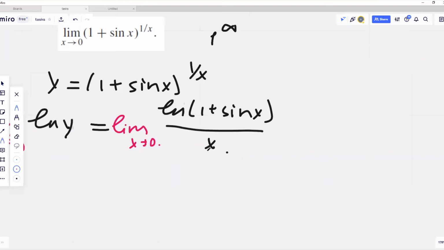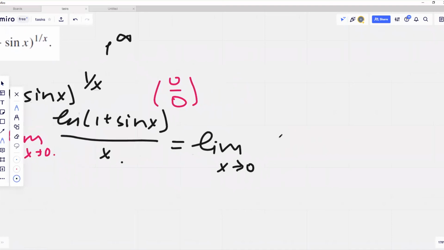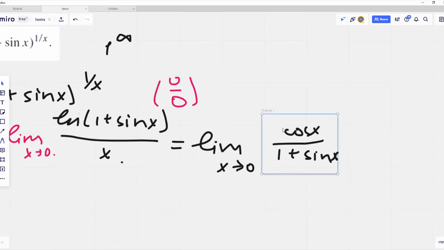Okay, so the denominator goes to 0, ln of 1 goes to 0, so this is an indeterminate form of 0 over 0. We can use L'Hopital's rule here. So we will end up with cosine of x over (1 plus sine of x) over 1. Okay, so we can simply switch this here. Now when x is approaching 0, the numerator goes to 1, the denominator goes to 1, so that limit is equal to 1.